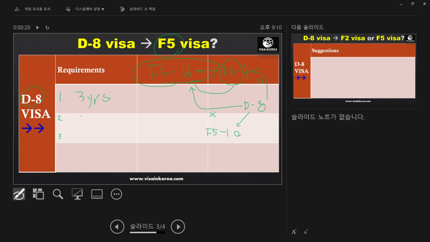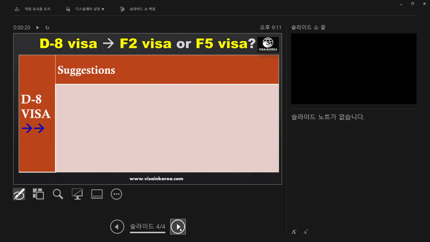So what is that? GNI double is required. I just explained about the GNI on the previous page, and KIIP stage 5 completion. This is a main requirement. Wow, it's difficult. Okay, see the next page about my suggestions, okay?